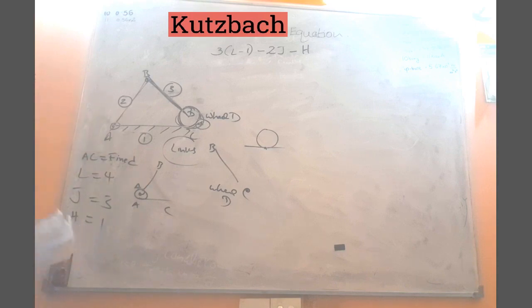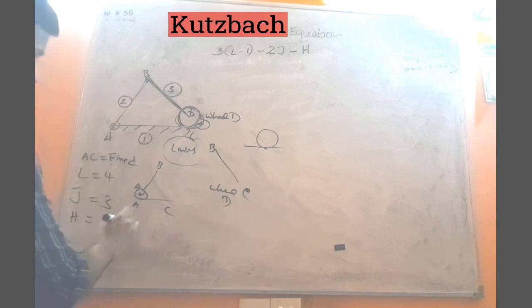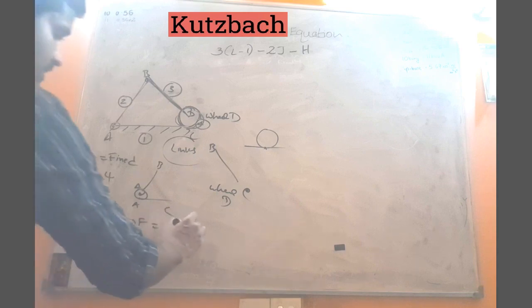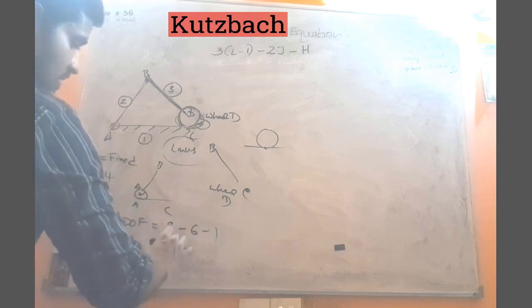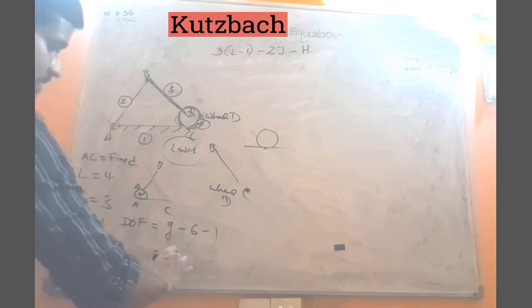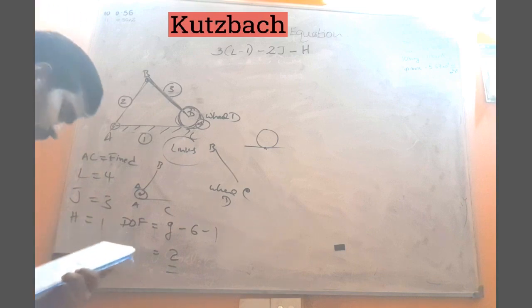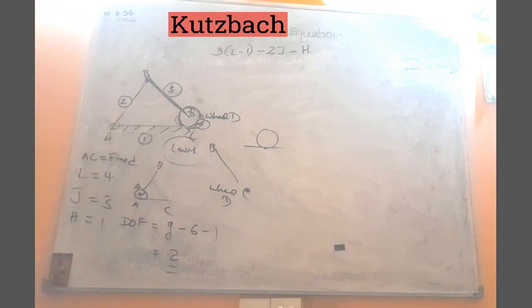So what is the degree of freedom? 3 times (number of links minus 1): 4 minus 1 is 3, so 9. Minus 2J, that means 6. Minus 1. So 9 minus 6 minus 1. The answer is 2. The number of degrees of freedom is 2.